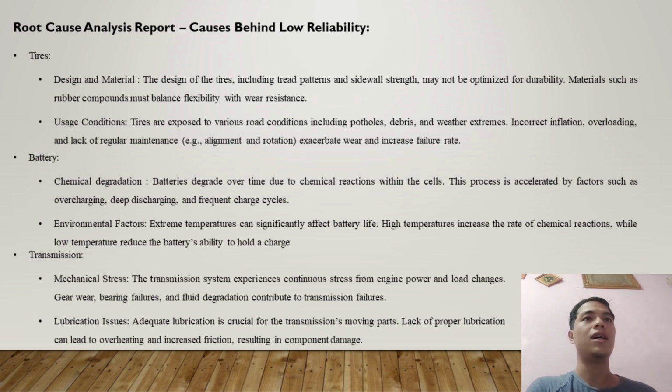Second is battery. The reason is chemical degradation. Batteries degrade over time due to chemical reaction within the cell. This process is accelerated by factors such as overcharging, deep discharging, and frequent charge cycles.